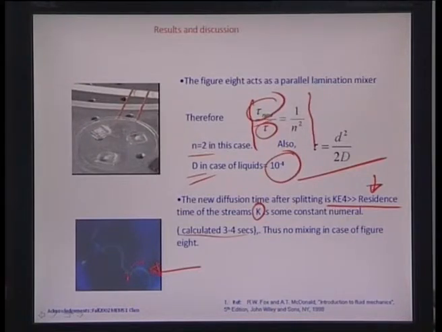K has been calculated to be about 3 to 4 seconds in our particular case. So there is no mixing though, but then there is a lamination effect which is created, and there are some streaks of dye which go into the water side and some streaks of water which go into the dye side, particularly in the second junction, which is pretty much what we expect in case of a parallel lamination mixer.